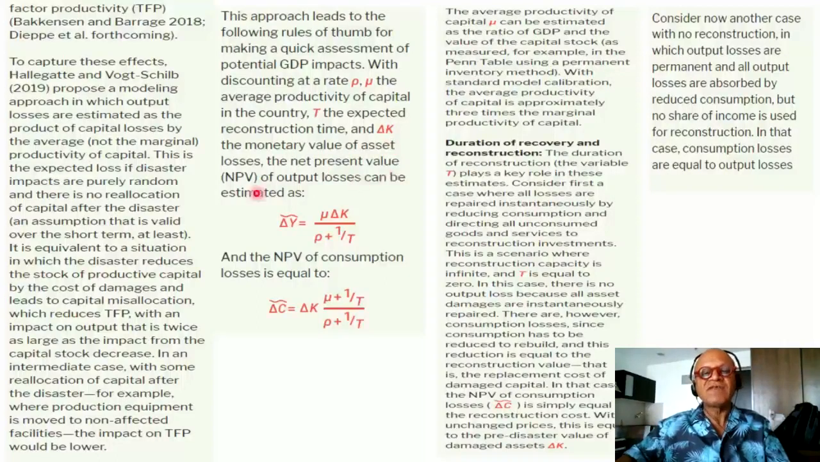The net present value of output losses can then be estimated as delta Y tilde equal to mu delta K over rho plus 1 over T. You can read this paper to understand the details. And the net present value of consumption losses is equal to delta C tilde equal to delta K times mu plus 1 over T, divided by rho plus 1 over T.